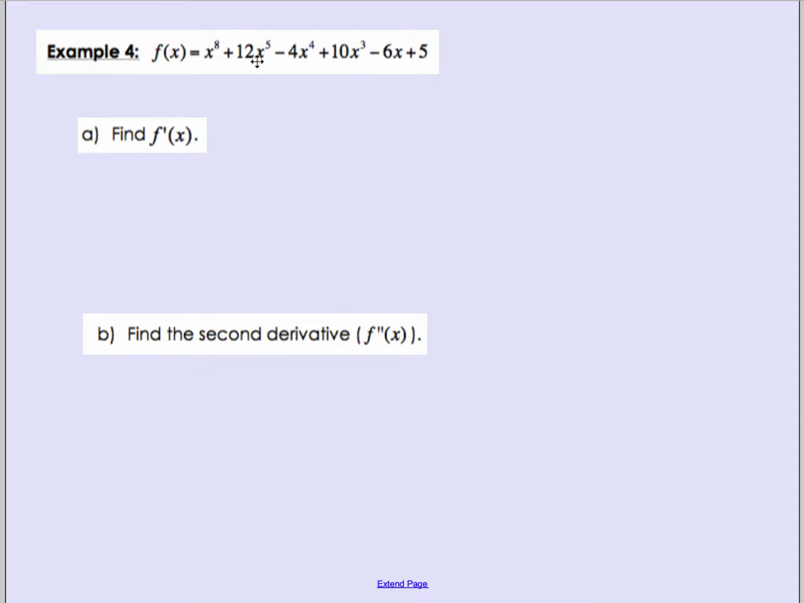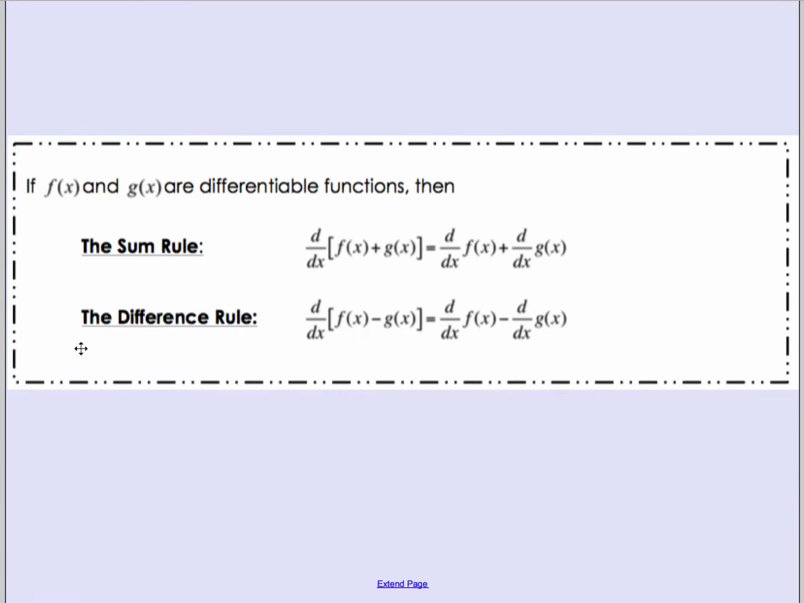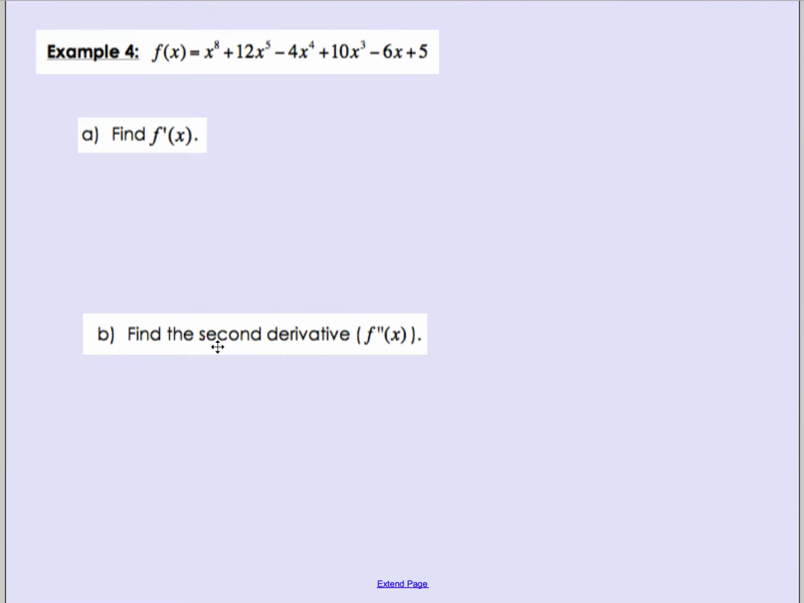So example 4, we have this very long polynomial and it says f prime of x. So in order to find the derivative, I'm essentially finding the derivative of a whole bunch of monomials that are being added or subtracted together. So I would just find them each individually and continue to add or subtract them based upon my rule that it says I can do this, my sum rule and my difference rule. Okay, so f prime of x.